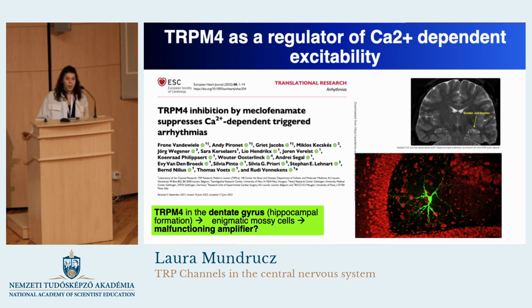And concerning TRPM4, as I mentioned, it's an interesting channel because it's impermeable to calcium. The reason why we started to work with this is that prior to our experiments, there had been information about the inhibition of TRPM4, and how it is beneficial in the case of calcium-dependent pathologies such as arrhythmias, as you can see here. And I also mentioned that these TRPM4 channels are found in the muscle cells.